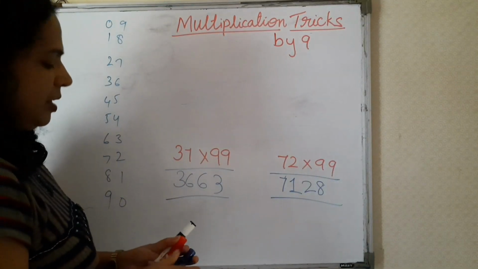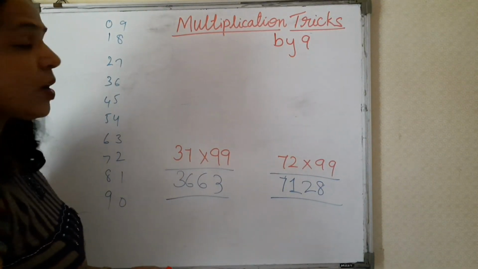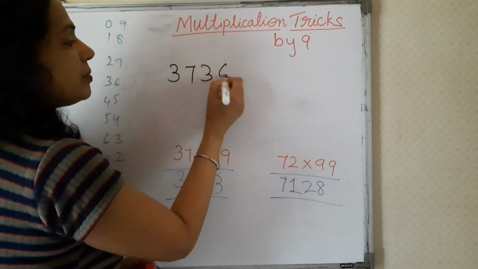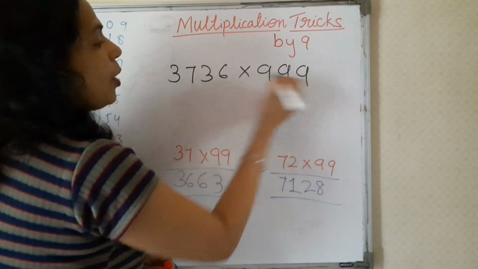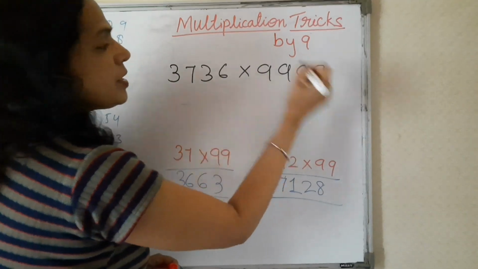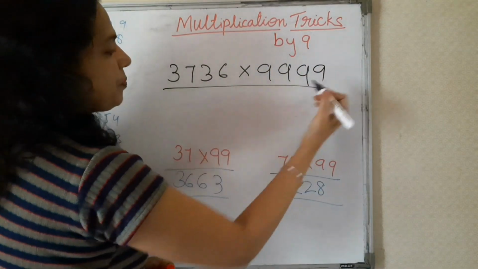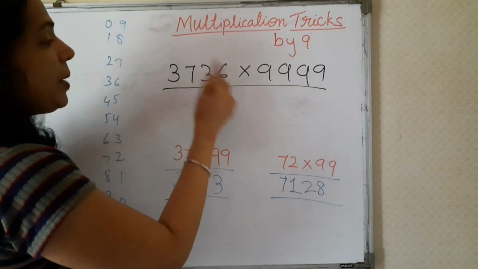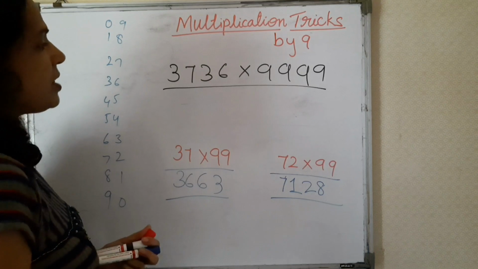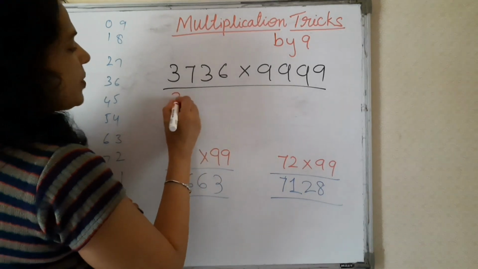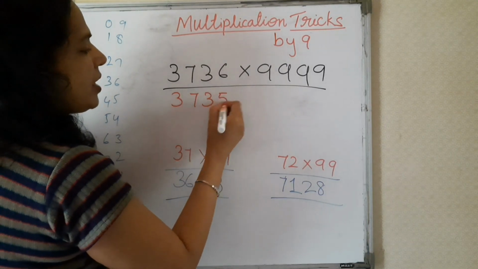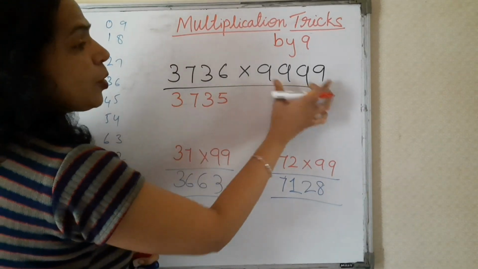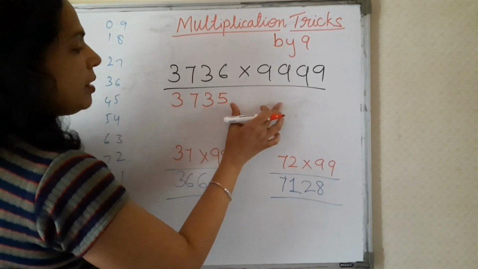Now let me take another example, which is a 3-digit... multiplied by as many digits as you have taken, that many 9s. See here, one number less than that is 3735. Then you see 4 digits, so 4 9s, which you have to write here.